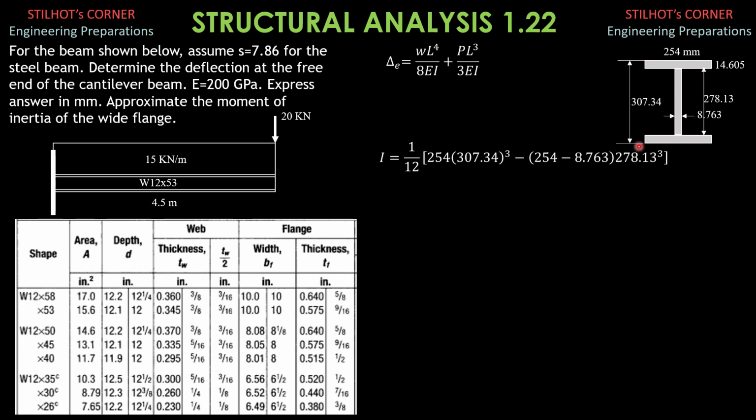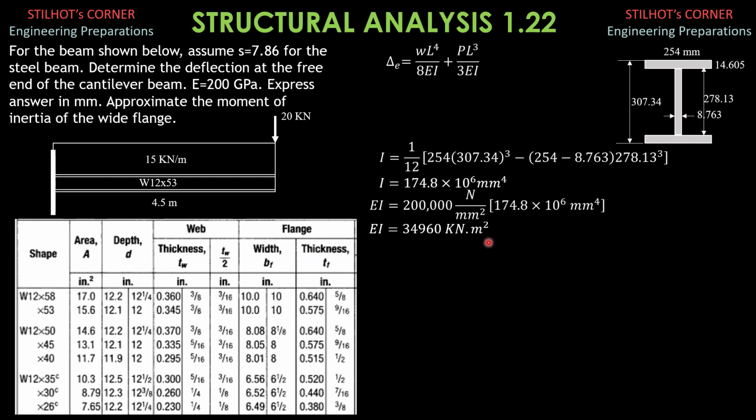So moment of inertia of big rectangle minus moment of inertia of these two rectangles combined, that's the width, and that's the height or the depth. So I equals 174.8 times 10 to the 6 mm to the fourth. Therefore, EI is 200 gigapascals, or 200,000 megapascals, 200,000 newtons per mm square, times 174.8 times 10 to the 6 mm to the fourth. So the units would be newtons mm square. If you want to convert that to kilonewton meter square, we divide everything by 1000 cube. So EI is 34960 kilonewton meter square.